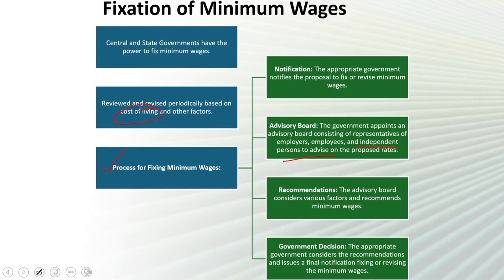And finally, we have the government decision. So the recommending power would be with the advisory board, but the final decision would be taken inevitably by the government of the day. So the government decision: the appropriate government considers these recommendations and issues a final notification fixing or revising the minimum wage. So this is what we understand as the entire process of fixation of minimum wages.